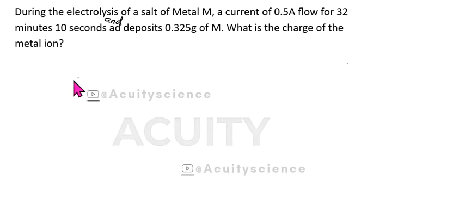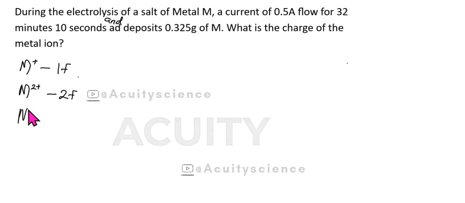Normally we know that the mass deposited for any metal depends on the valency of the metal. So if a metal has a charge of just plus, 1 mole will take 1 farad. If it is a metal that has 2 plus, 1 mole will take 2 farad.